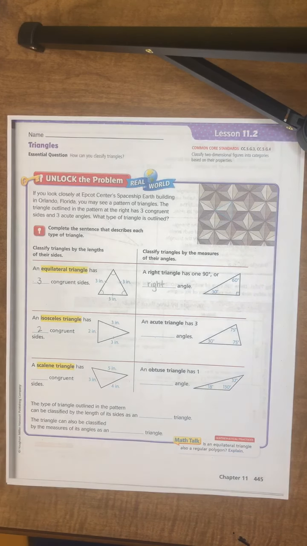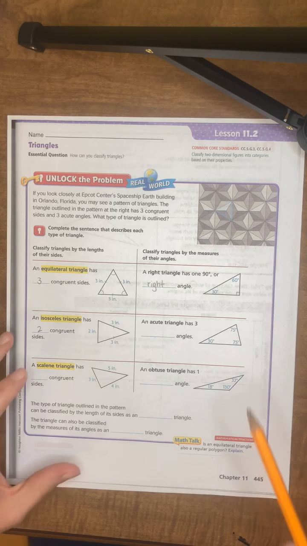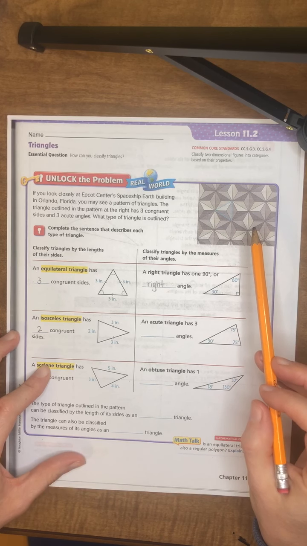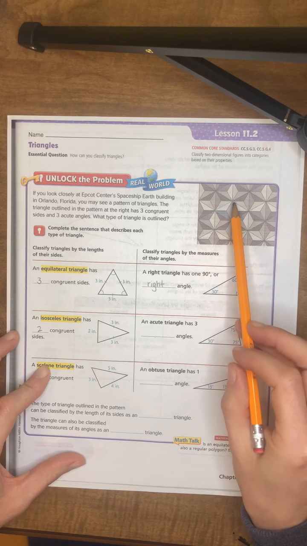Lesson 11.2, Triangles. If you look closely at Epcot Center's Spaceship Earth building in Orlando, Florida, you may see a pattern of triangles. The triangle outlined in the pattern at the right has 3 congruent sides and 3 acute angles. What type of triangle is outlined? So right here.